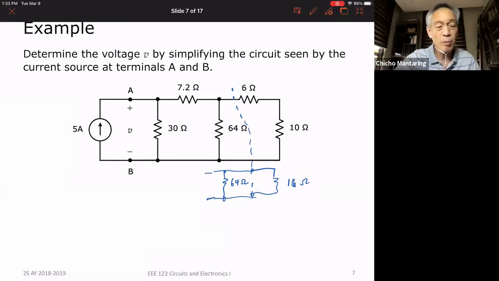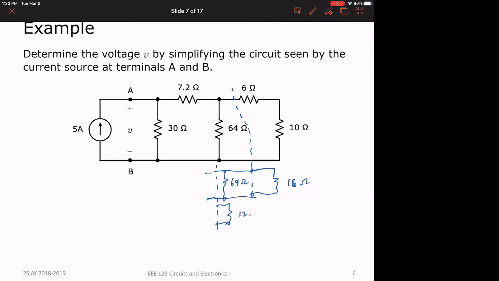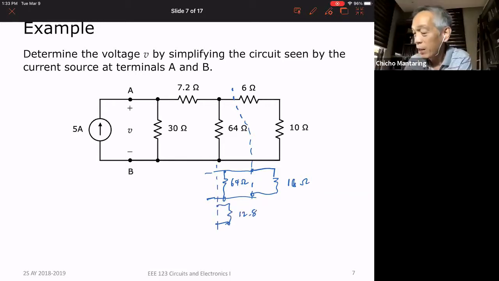It's 12.8 ohms. No? Okay, thank you for the help, Elijah. So these two together from here is 12.8 ohms. Now the 12.8 ohms is in series with a 7.2 ohm. So at this point, the 7.2 ohm and the 12.8 ohm will give you 20 ohms.